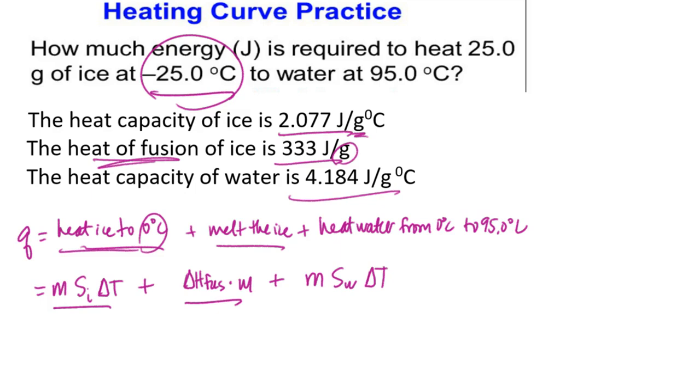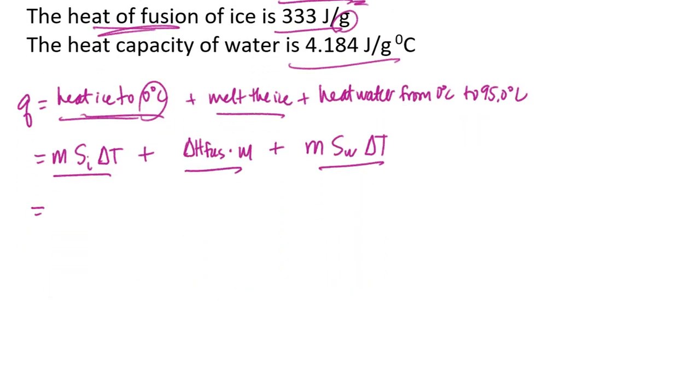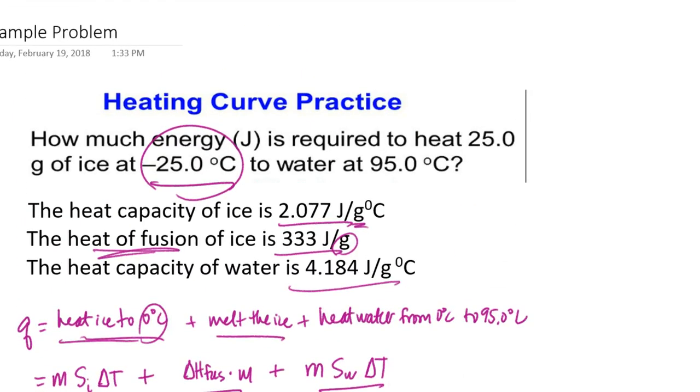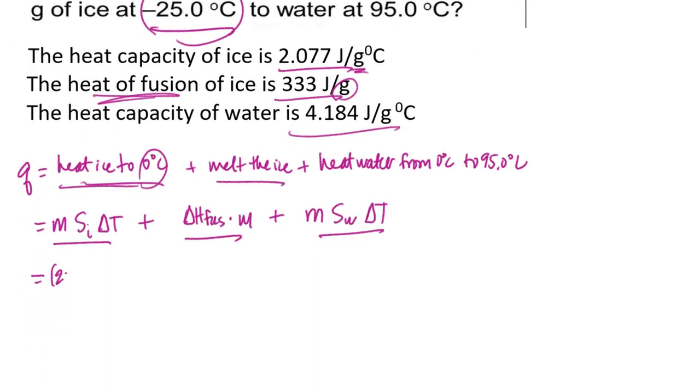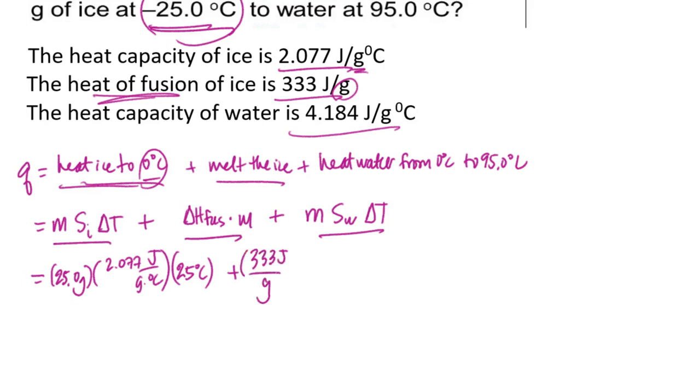So now that I have my terms all mapped out, let me go ahead and substitute in. We said there were 25 grams of ice, and the specific heat capacity of ice is 2.077 joules per gram times degrees Celsius, and the temperature difference between negative 25 and 0 is 25 degrees Celsius. Then I'm going to add the heat of fusion for ice, so that's 333 joules per gram, and I'm going to multiply that by my mass of ice, which is 25 grams.